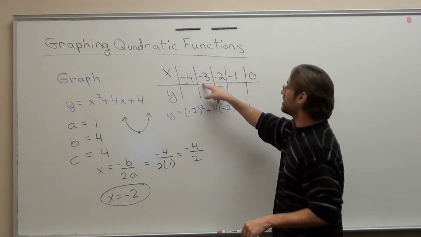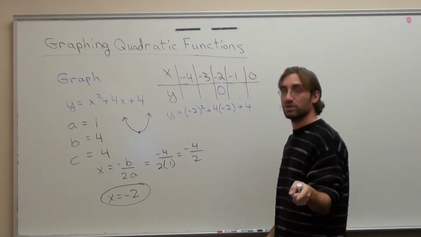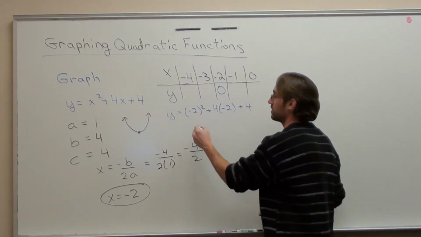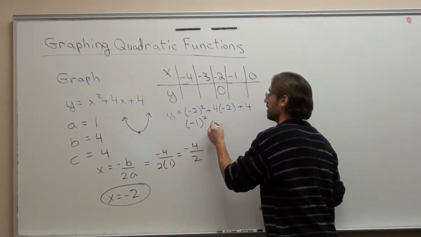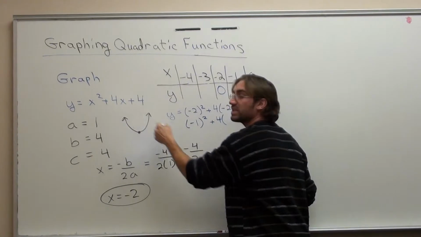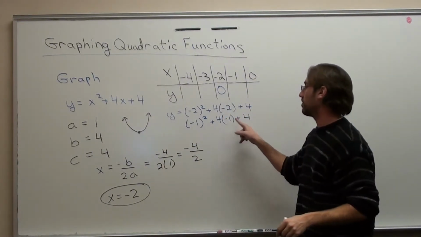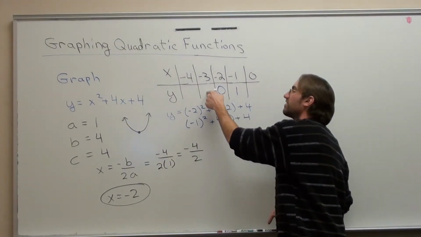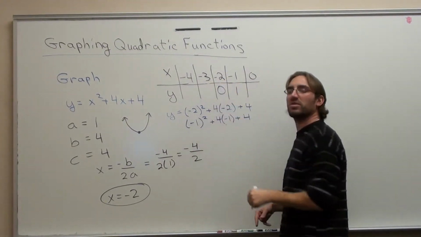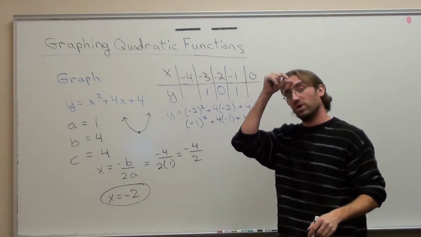And which one do you think is easier for you to substitute in, negative 3 or negative 1? Negative 1 would be easier. So I'm going to substitute in (-1) squared plus 4 times (-1) plus 4. When I do that, I know negative 4 plus 4 is 0, plus 1 is 1. But this value is exactly the same distance away from the vertex, so it's 1 as well. Now you can check if you want to, and I promise you it will work.